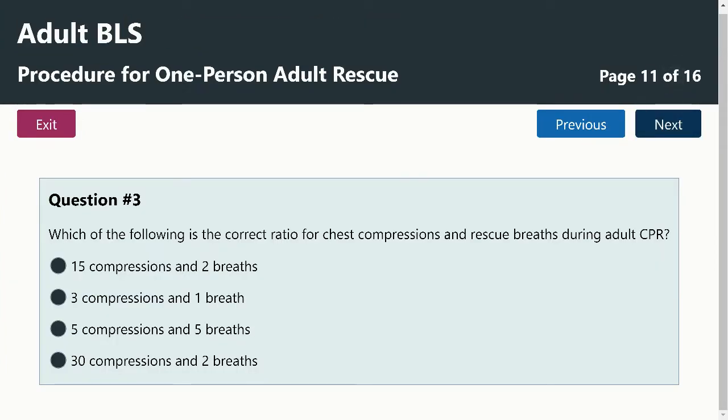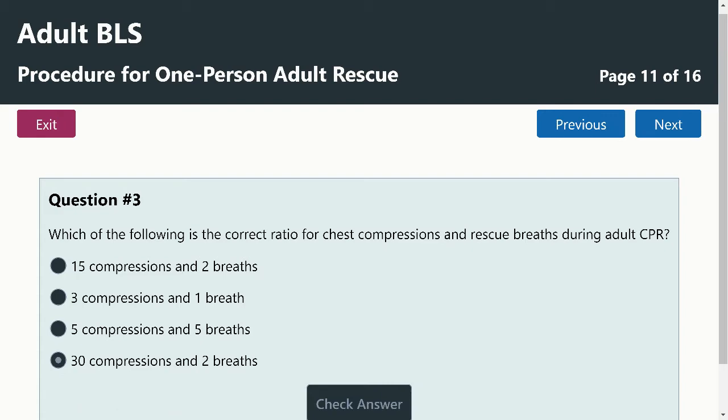Which of the following is the correct ratio for chest compressions and rescue breaths during adult CPR? 30 compressions and 2 breaths.